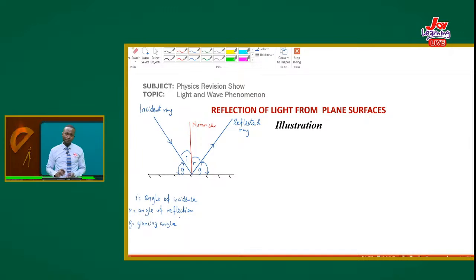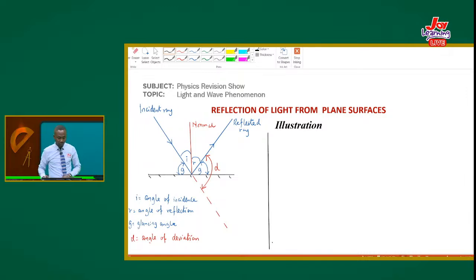Now, assuming the ray of light incident on the plane surface could go through the surface, then it would continue in this direction I'm going to show with the short dashes this way. It could have gone through that way, but it didn't do that. It reflected. So there is an angle between where the ray could pass and where it's passing now. This angle is D, called the angle of deviation. So we have the angle of incidence, the angle of reflection, the glancing angles, and the angle of deviation.